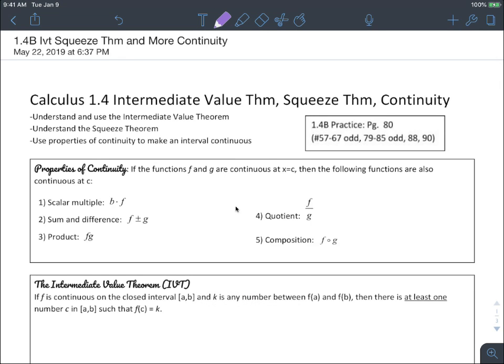We're going to look at 1.4b, which is the intermediate value theorem, which we abbreviate IVT, and the squeeze theorem. And then we're going to look more at continuity today. So a couple more properties about continuity.